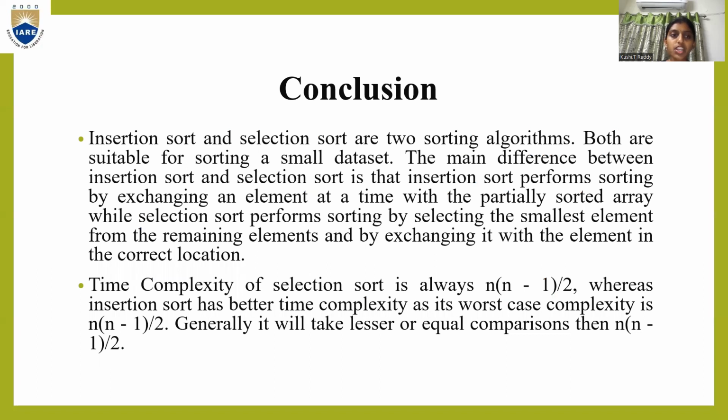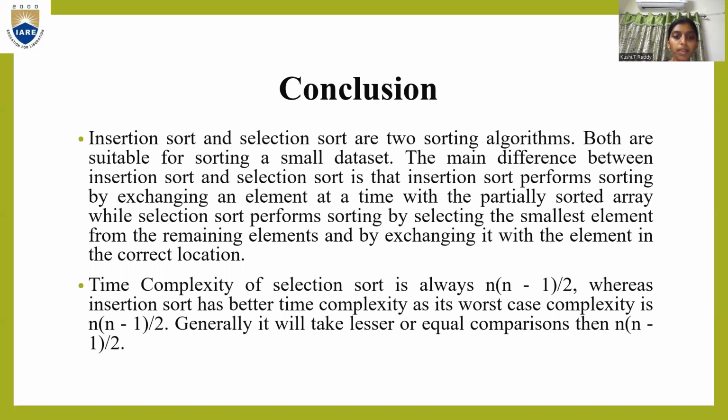So coming to the conclusion, insertion sort and selection sort are two sorting algorithms. Both are suitable for sorting a small data set. The main difference between insertion sort and selection sort is that insertion sort performs sorting by exchanging an element at a time with a partially sorted array, while selection sort performs sorting by selecting the smallest element from the remaining elements and exchanging it with the element in the correct location.